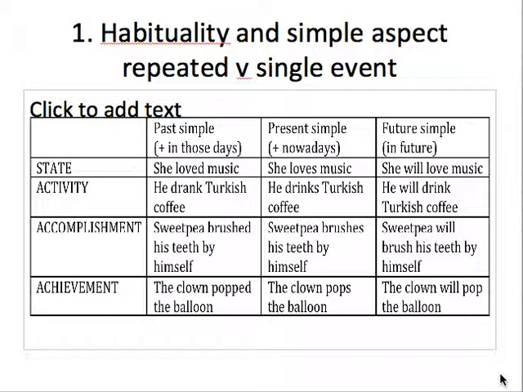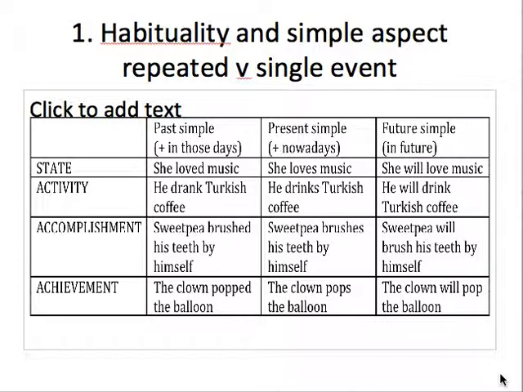So we can look at state verbs. She loved music in those days. Makes it habitual. Activity: he drank Turkish coffee in those days, habitual. Accomplishment: Sweet Pea brushed his teeth by himself in those days, and that makes it habitual. An achievement: the clown popped the balloon in those days, okay, so that was his responsibility, her responsibility as part of that particular circus act.